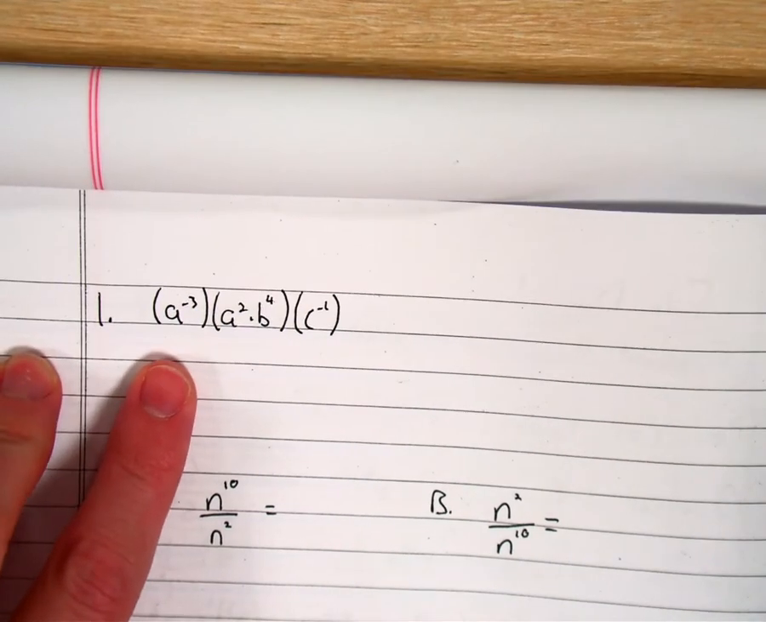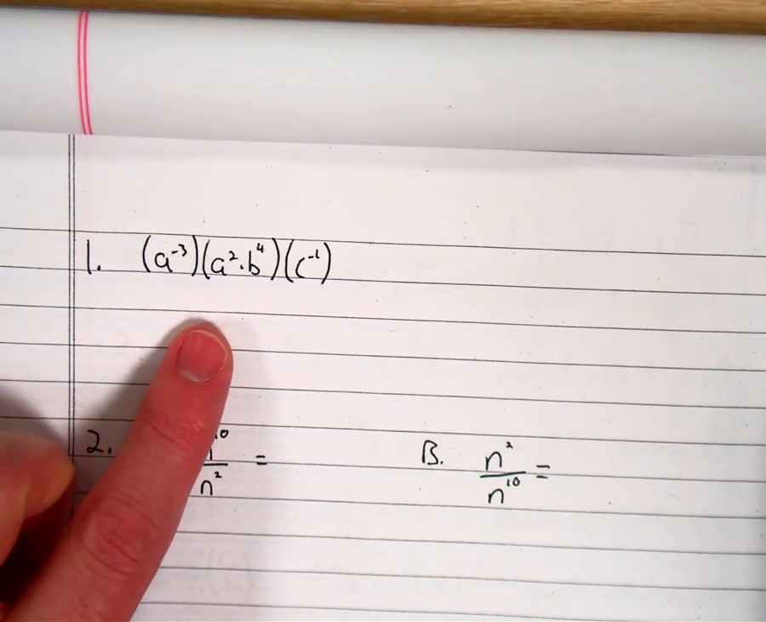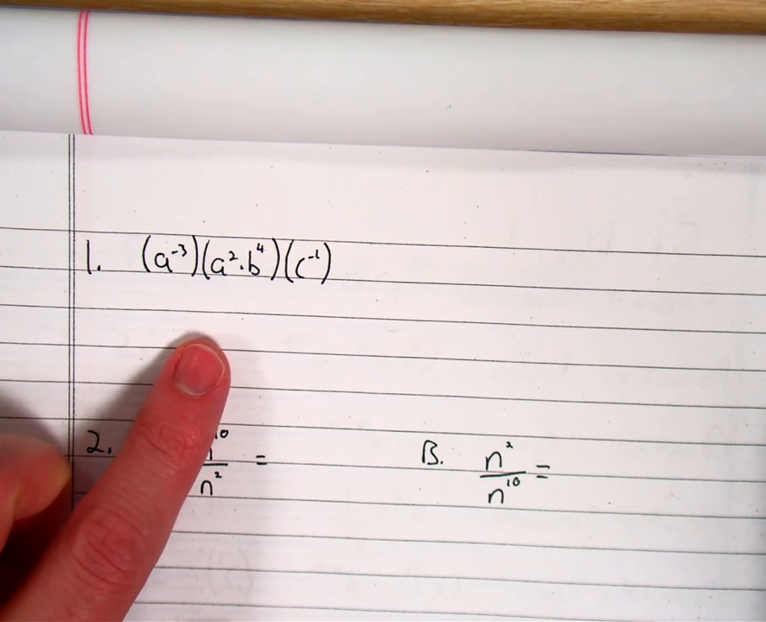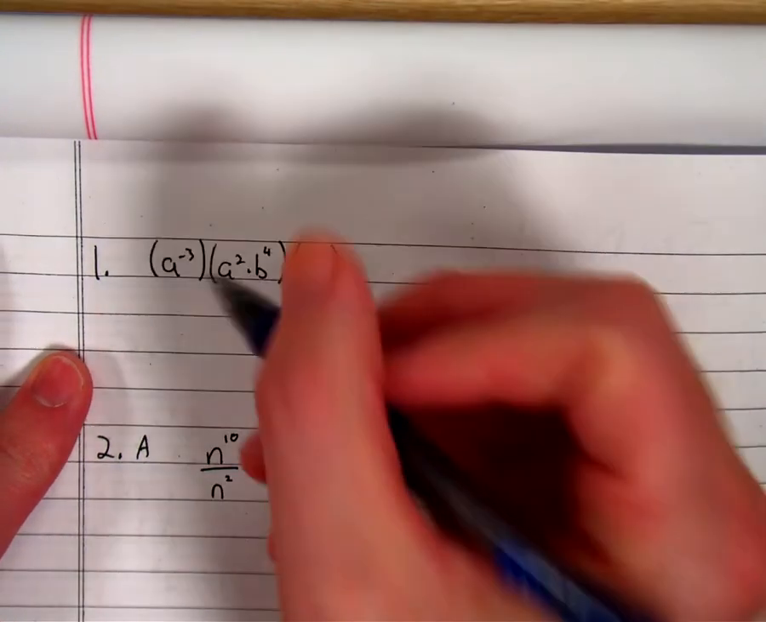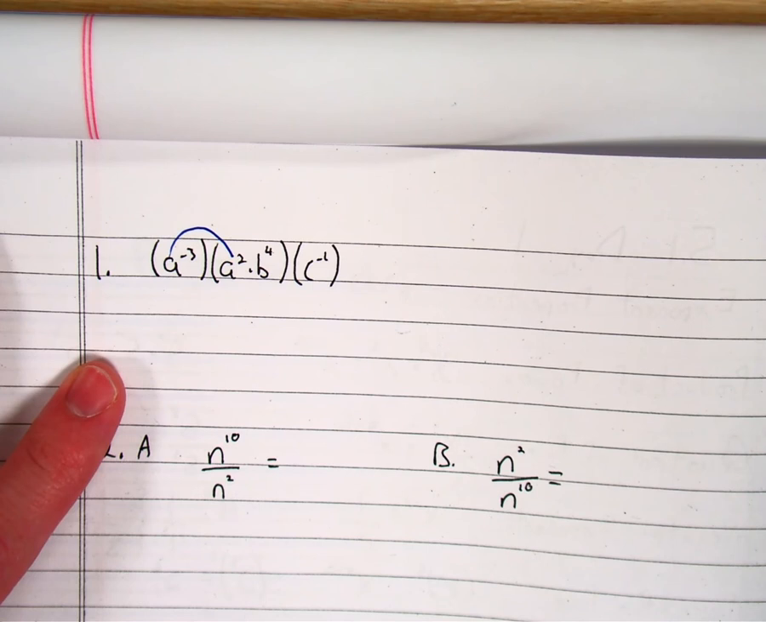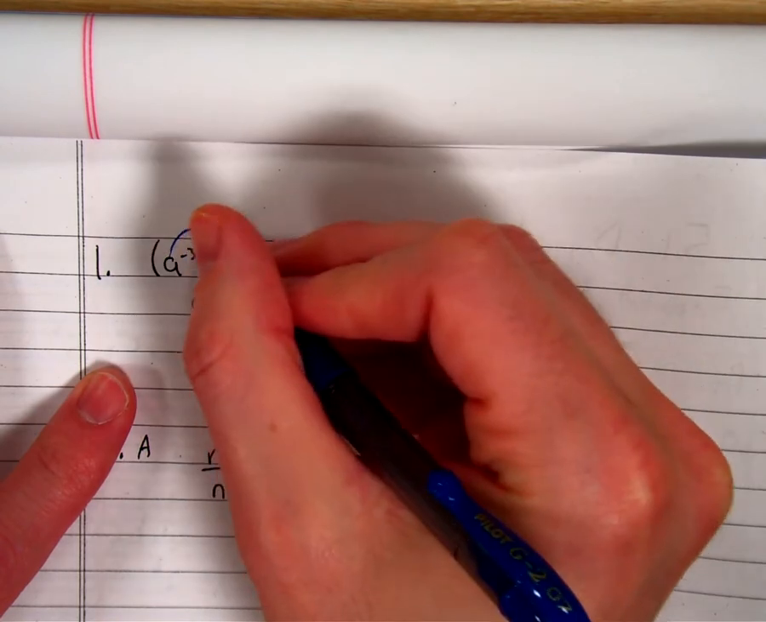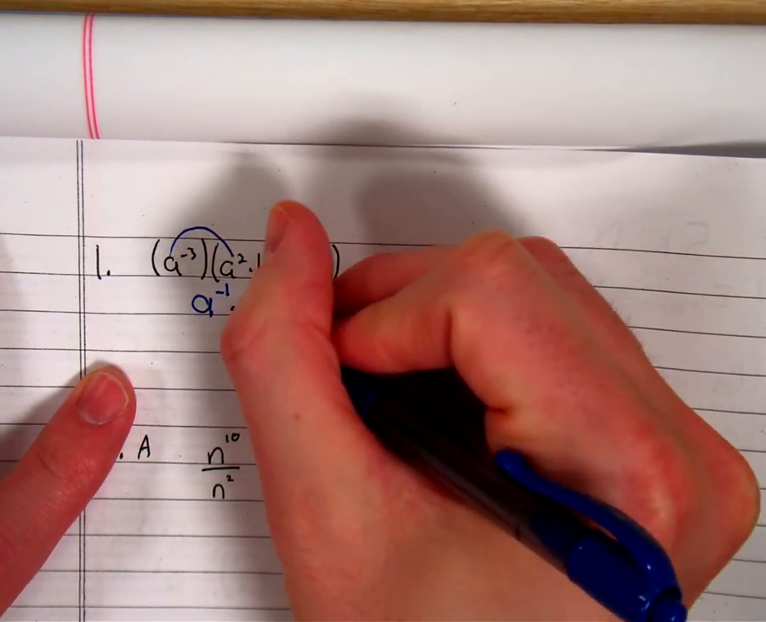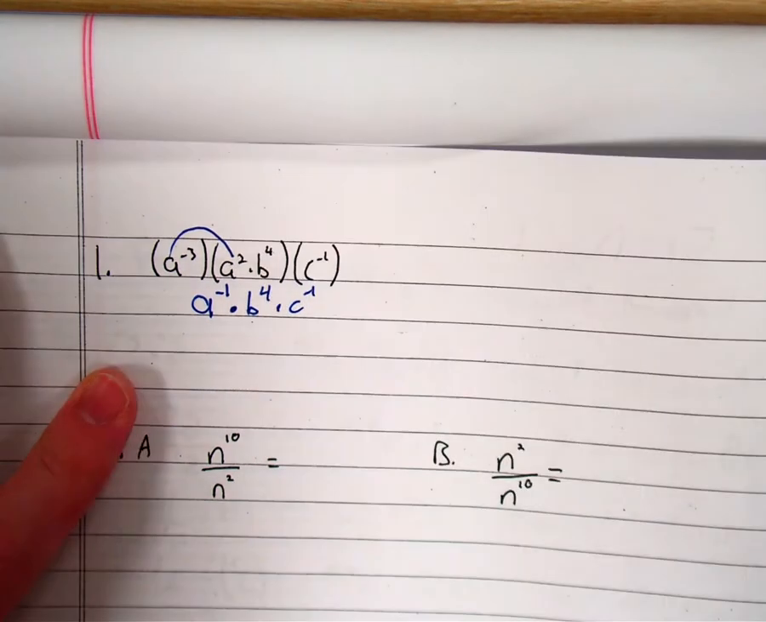Okay, we have a to the negative third times a squared b to the fourth times c to the negative 1. So the first thing I am seeing is a to the negative third times a squared. I can do a product of powers property, and I can add those together. So negative 3 plus 2 is negative 1. Still got that b to the fourth. Still got that c to the negative 1.